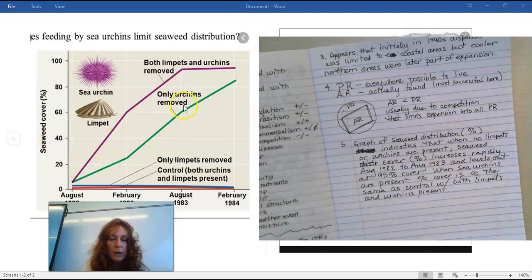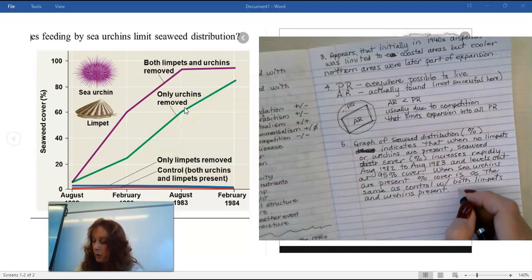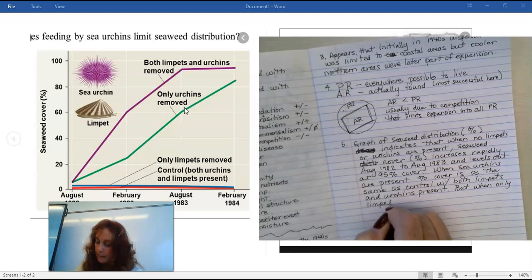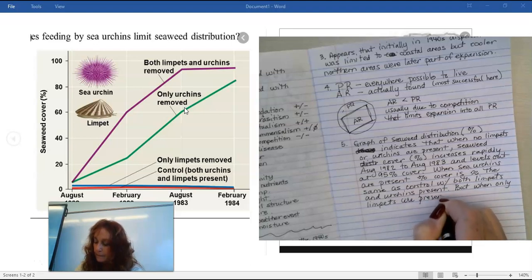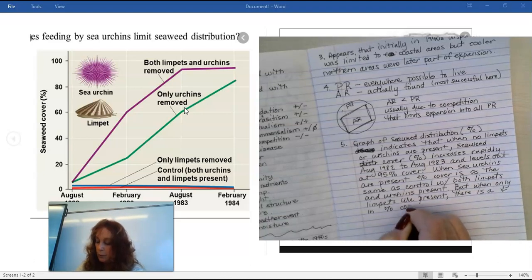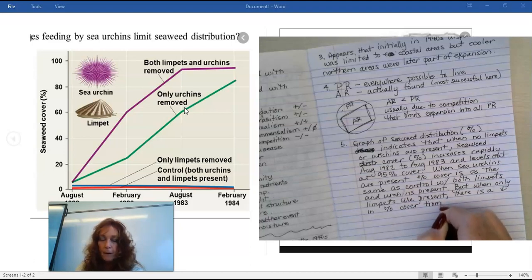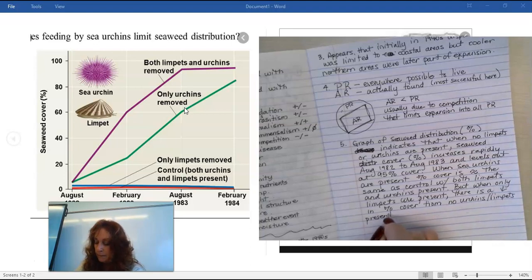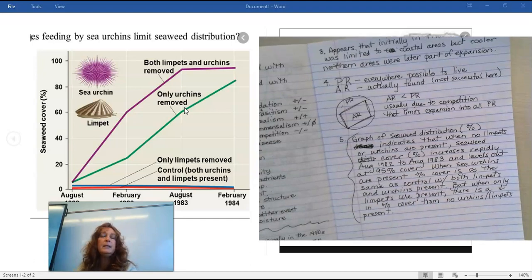So that's why this green graph is important, because there is a decrease in cover when you have just the limpets. And then I'm going to tell you what the big story of this is. So now I'm going to put, but when only limpets are present, there is a decrease in percent cover from no urchins, limpets. So they do something. All right, all of this right here is me demonstrating I know what happened here.